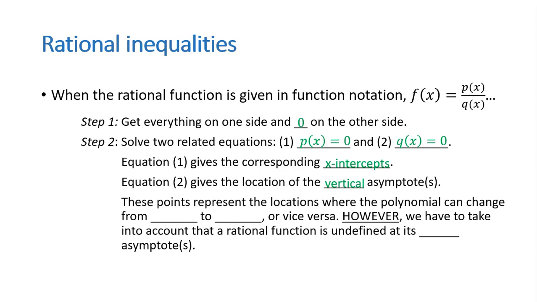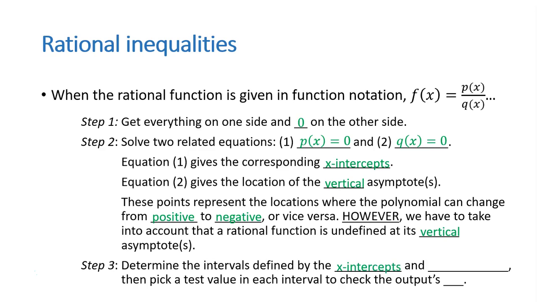So these points represent the possible locations where the polynomial could change from positive to negative or vice versa. However, again, we have to take into account that a rational function is undefined at its vertical asymptotes. So again, it's an endpoint, but it's not an included endpoint because there's no actual value there. It's the break in the graph. There are no points there.